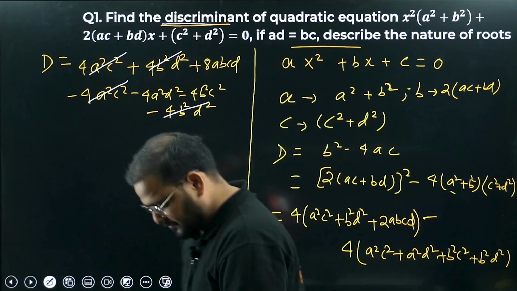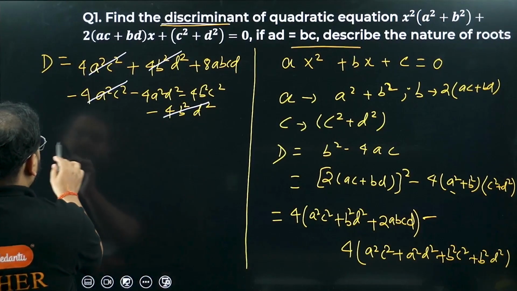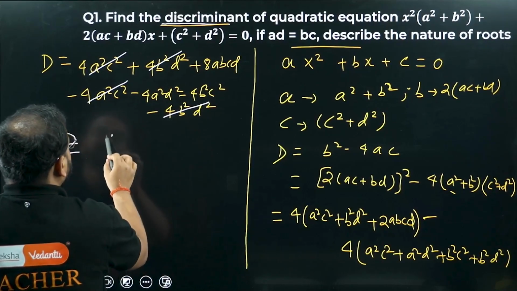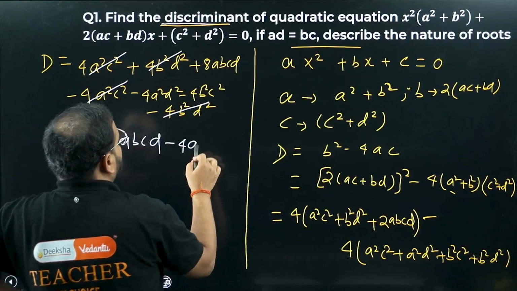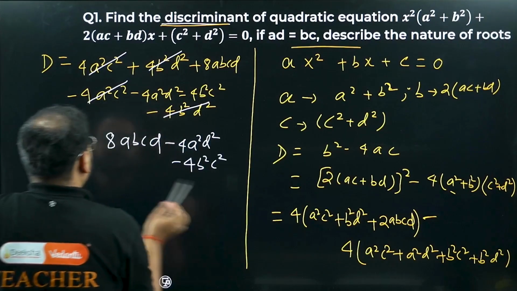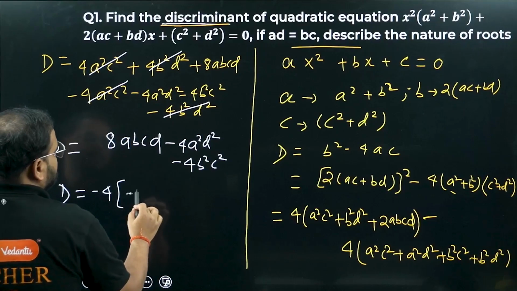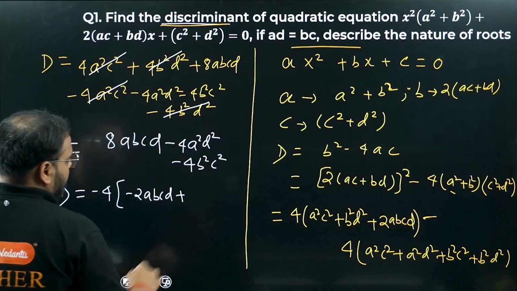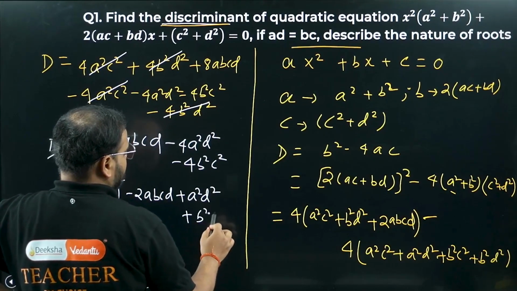Correct? Okay, simple enough. Now we're going to club them together to make another whole square. Check here what I'm getting. So I'm getting 8abcd minus 4a square d square minus 4b square c square. Take minus 4 common. What I'm getting, please check. Minus 4 times 2abcd plus a square d square plus b square c square.